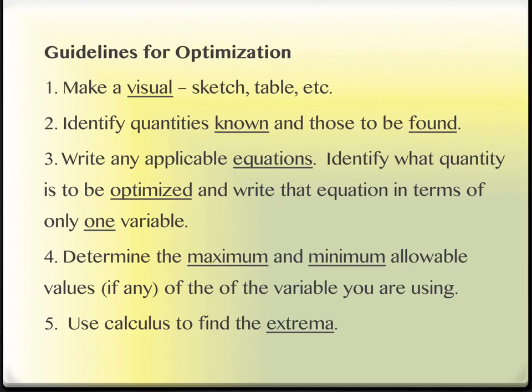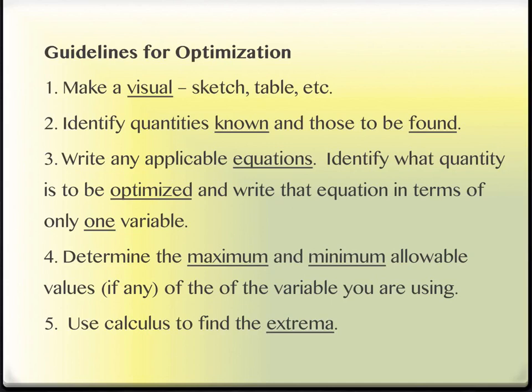The third item in this list is to figure out what equations are applicable to your situation. What quantity is it that you're trying to optimize? What do you want to be the biggest or the smallest in this situation? Sometimes that means you have to change the equation a bit so that it has only one variable.